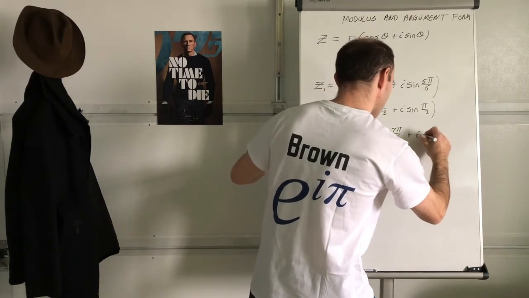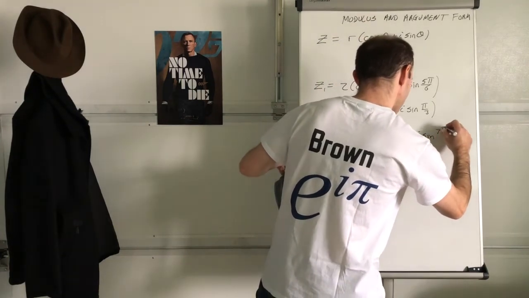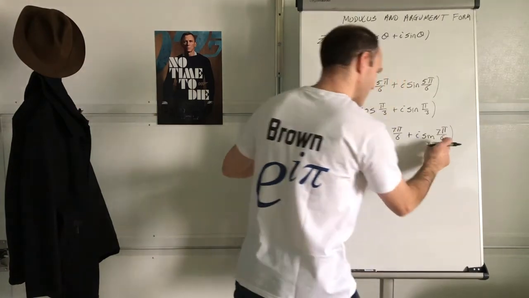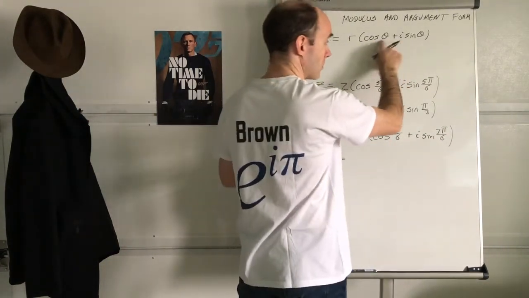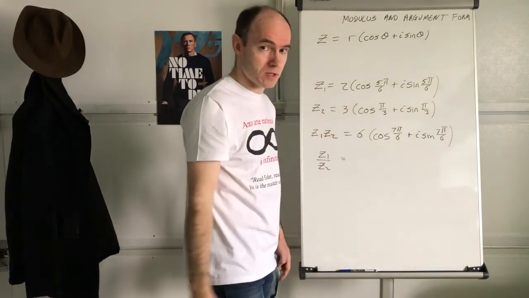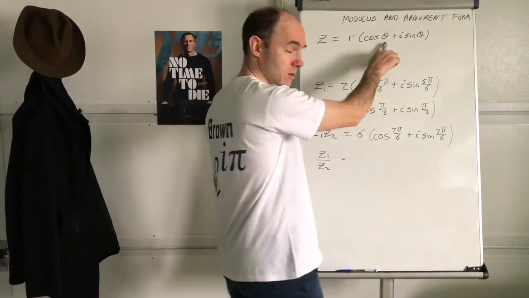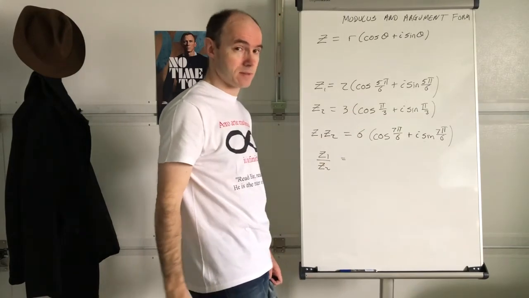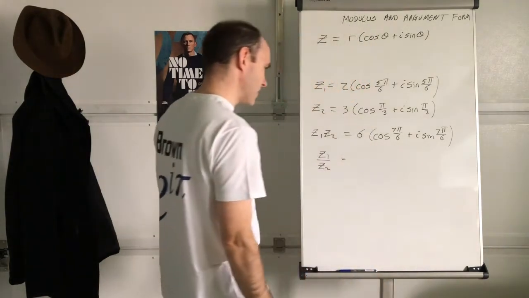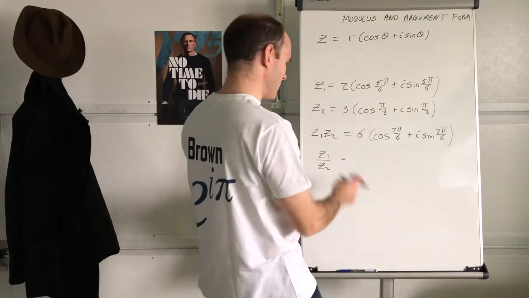And incidentally, you know that that angle is always the same as that angle. These two have got to be the same angle, otherwise it's not in modulus-argument form, because that stands for the angle between the complex number and the real axis. So that's that. What about for Z1 over Z2?